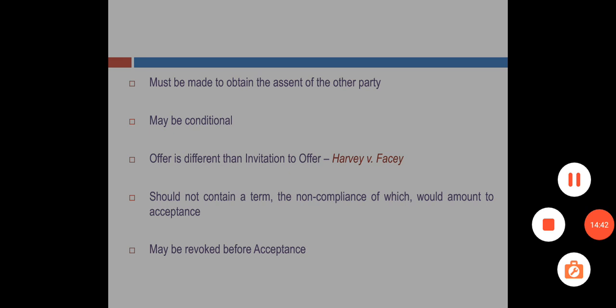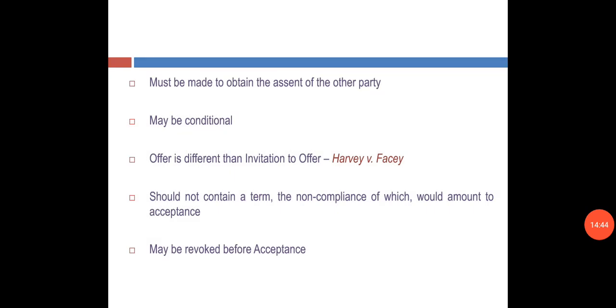Another important point which is necessary for making an offer a valid offer is that it must be made to obtain the assent of the other party. Now, the word assent here means approval or conversance, saying that yes, now I am agreeing to this particular point. That is known as assent, approval for it. If the person is making an offer but it is not made with an intention to obtain the approval of the other party, it will not be considered to be a valid offer.